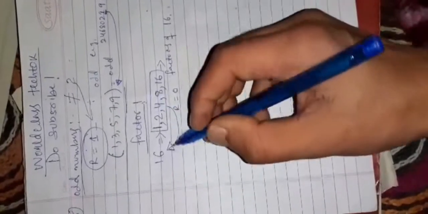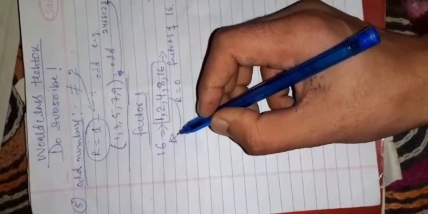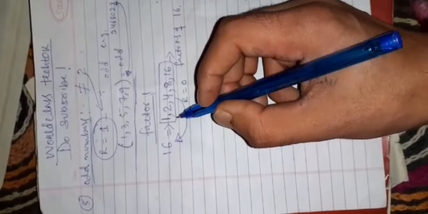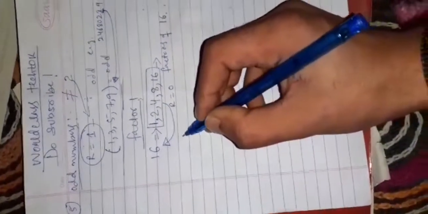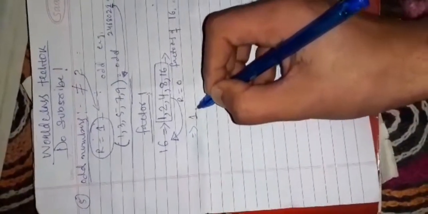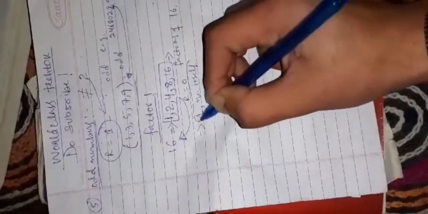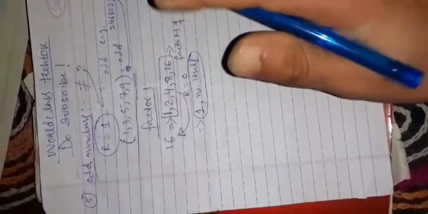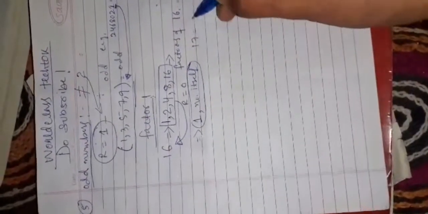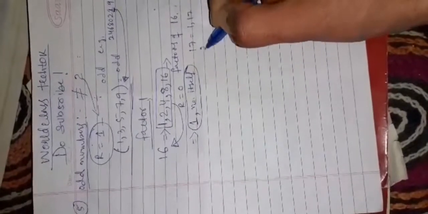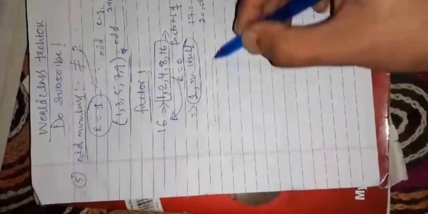Okay, one thing you need to remember: for any number whose factors you need to find, you will always get 1 and the number itself as its factors. That means 2 factors are always available for any number. For example, the factors of 17 are 1 and 17. 1 and the number itself are always its factors. Got it? Now we can move on.